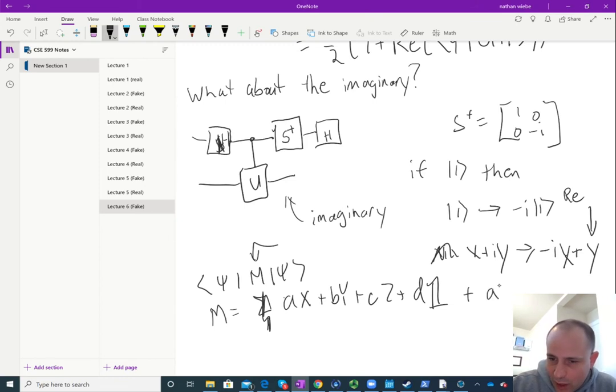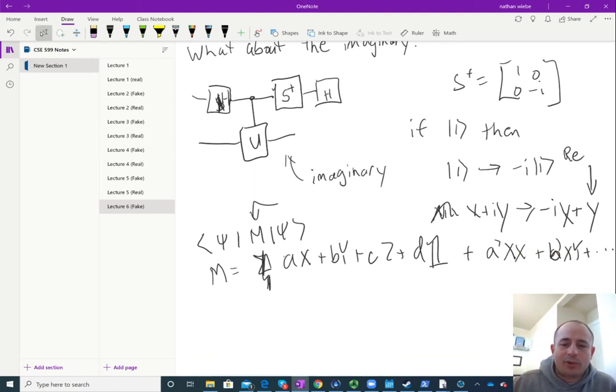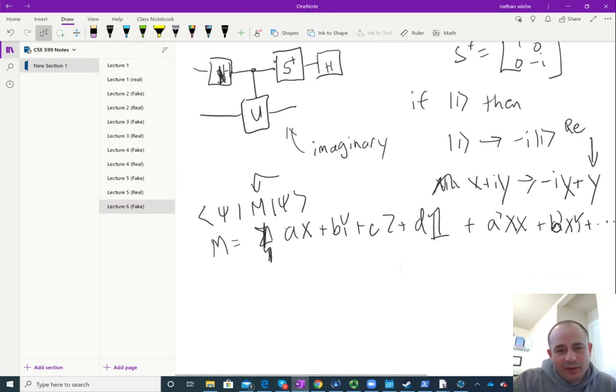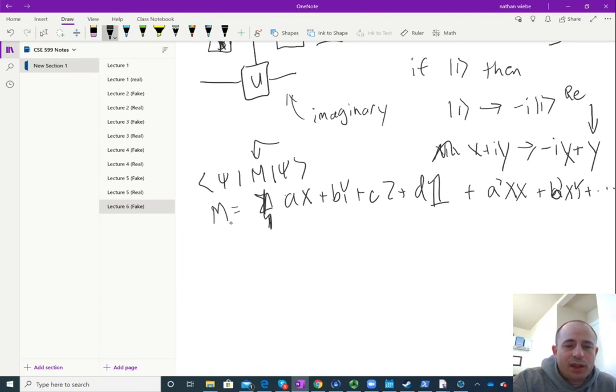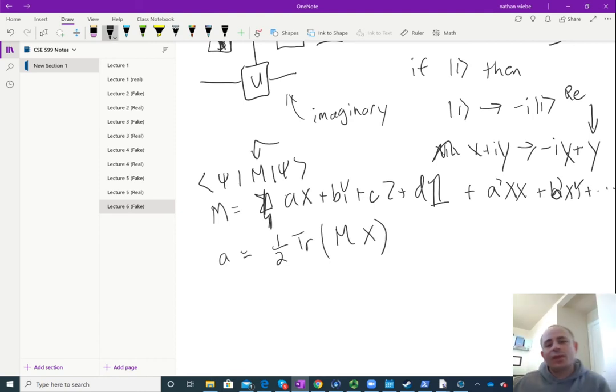plus e prime xx plus a prime xy, b prime xy, plus so on and so forth. So we can build up a series like this and find all of the coefficients to represent an arbitrary matrix over here. And the way that you would do this in practice, in case you're wondering, is we can find the coefficients in this expansion through a equals 1/2 trace of M against X, which gives us an inner product relationship in this space.